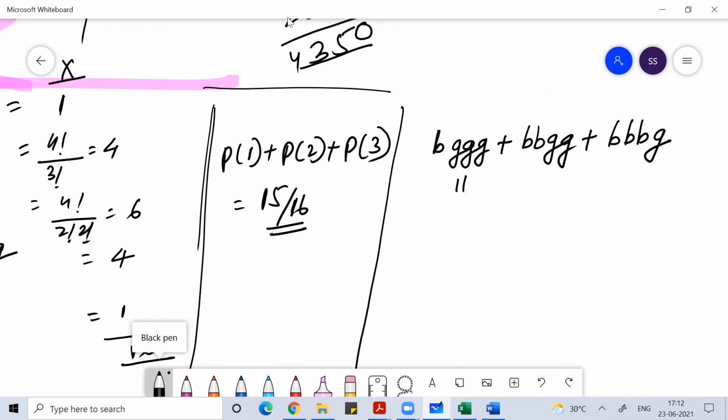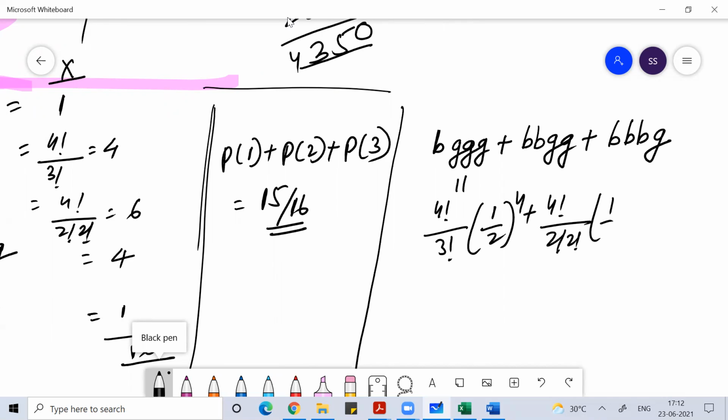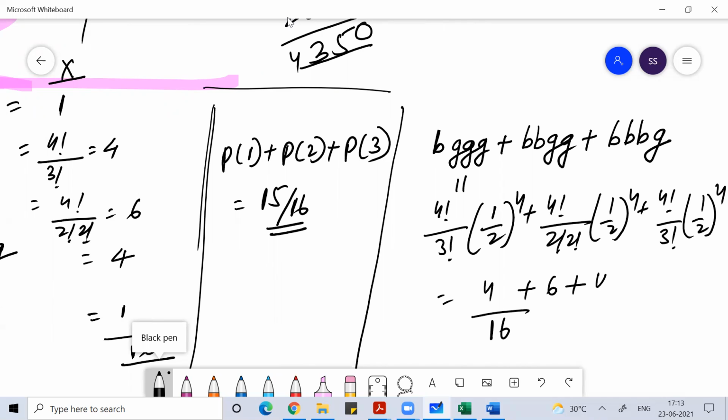So this is what? This is 4, no? This is 4 factorial by 3 factorial, 1 by 2 to the power 4. This is 4 factorial by 2 factorial, 2 factorial, 1 by 2 to the power 4. This is 4 factorial by 3 factorial, 1 by 2 to the power 4. This is 4 by 16 plus 6 by 16 plus 4 by 16. So this would be 14 by 16 or 7 by 8.